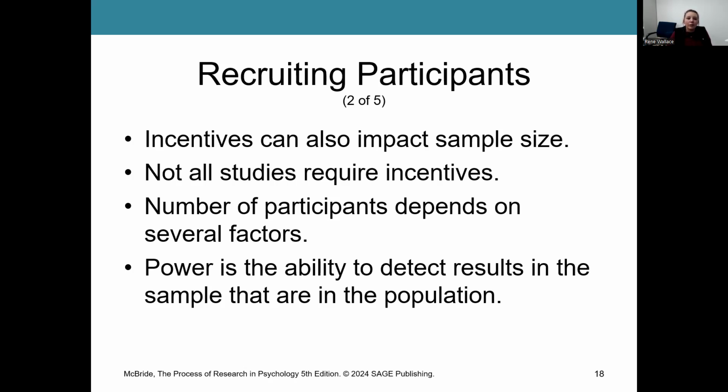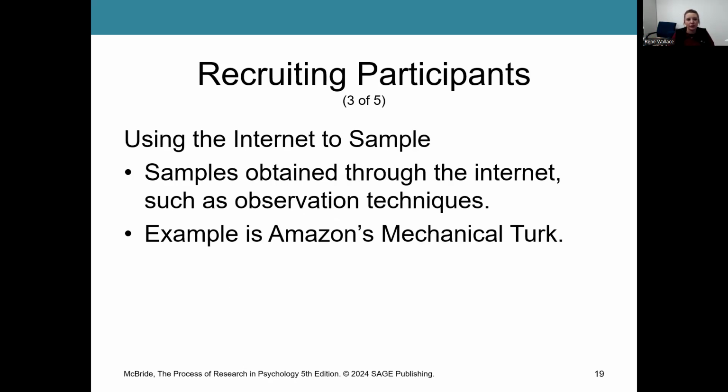Power, that's what we refer to. That's the statistical power to detect results in your sample that are in the population. So the more individuals you have in your study, the more power you have, right? The higher your n, the more power you have to actually see if this is reflective of the population and not just individual differences. You could use the internet to sample.